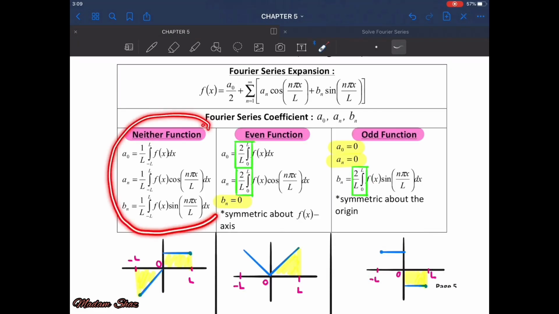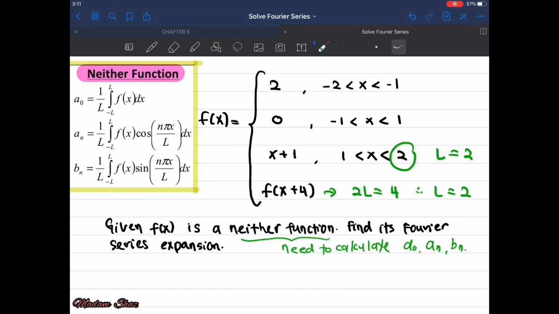For the neither function, you have to apply this formula, whereby the formula for a0, an and bn is 1 over L, integrate from -L until L. So we need to integrate all the function. So copy down the formula. So by using this formula, we want to calculate a0, 1 over L, integrate from -L until L, f(x). So we need to integrate all the function here, because our function is a neither function. So calculate the value for a0.